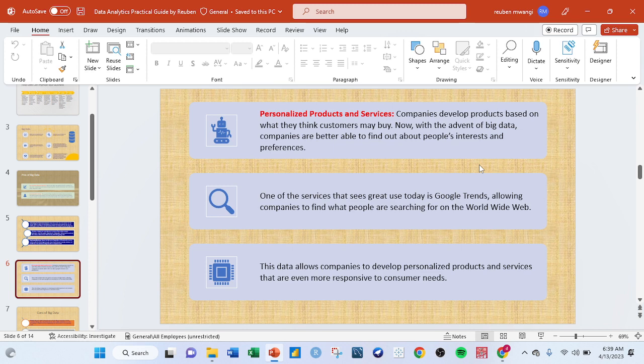So if you have data, you can even control how the countries are learning, such kind of things. So these details allow companies to develop personalized products and services that are even more responsive to customers' needs. So you come up with a product that will impress the customers.